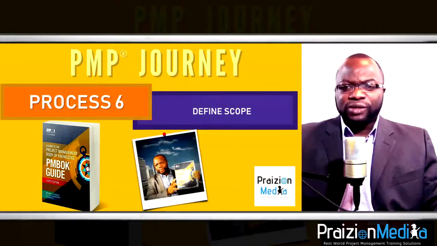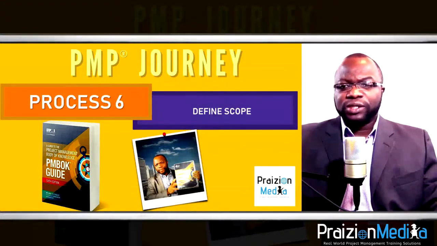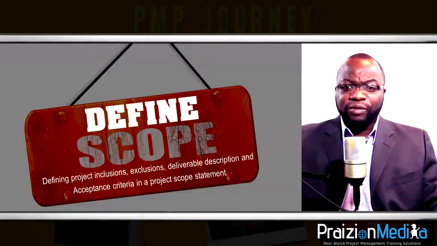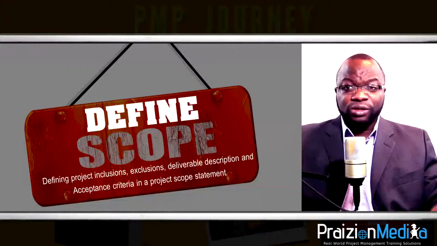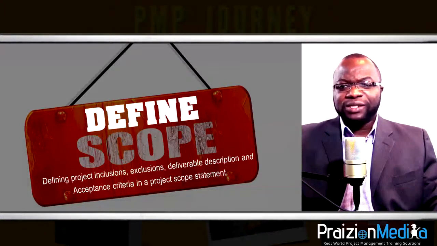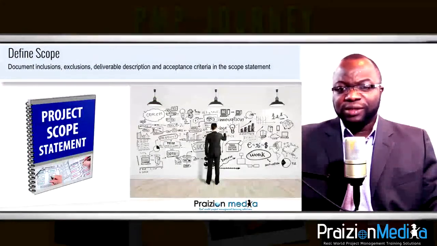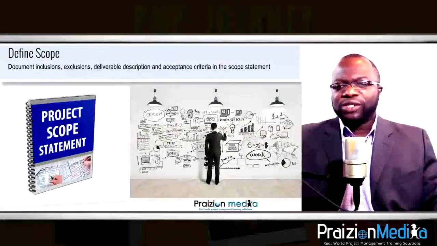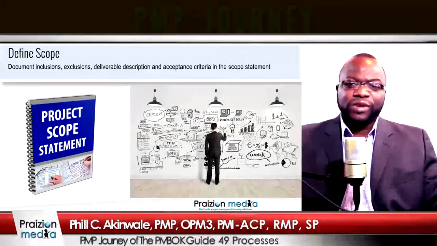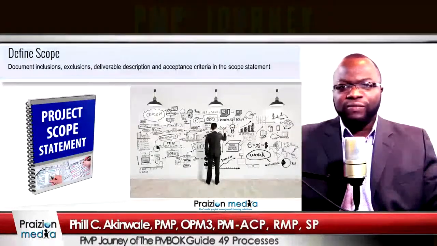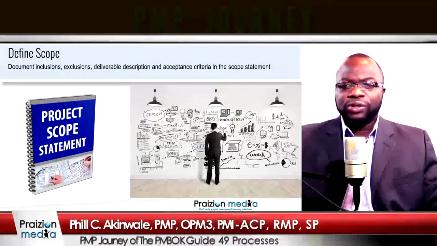Process 6, define scope. Once we understand what the customer wants, we need to define the parameters of the project. We then have a better idea of what is in the project and what is not in the project. What by default needs to be done to get to that end game, that end state that we're looking for. We call that define scope. So we want to define inclusions, exclusions, deliverable description, deliverable acceptance criteria, and so on. And we can put all of this into a document called the Project Scope Statement.